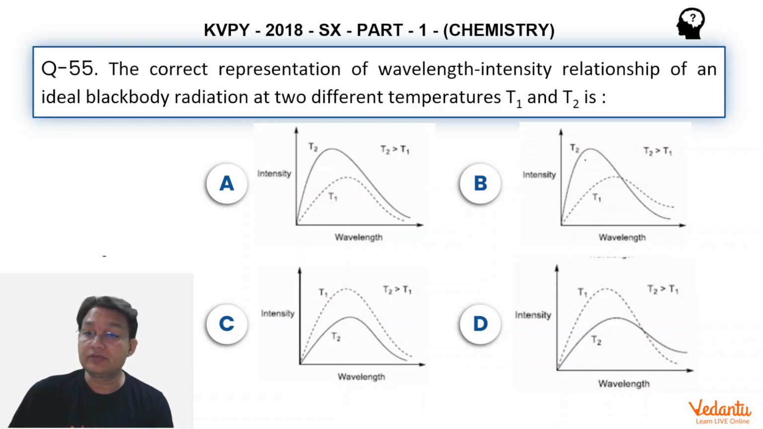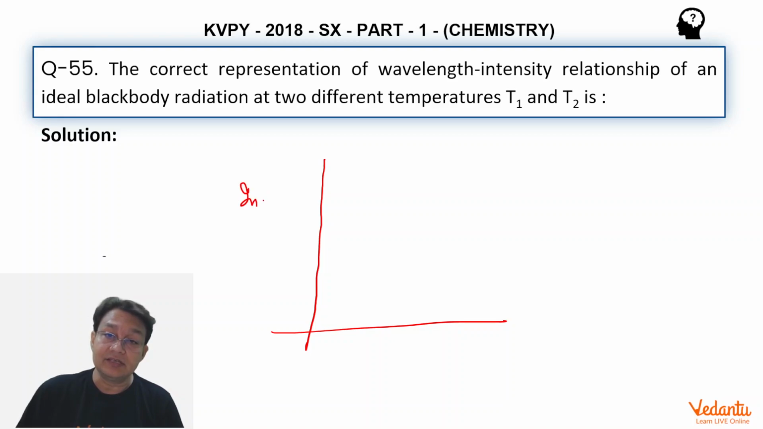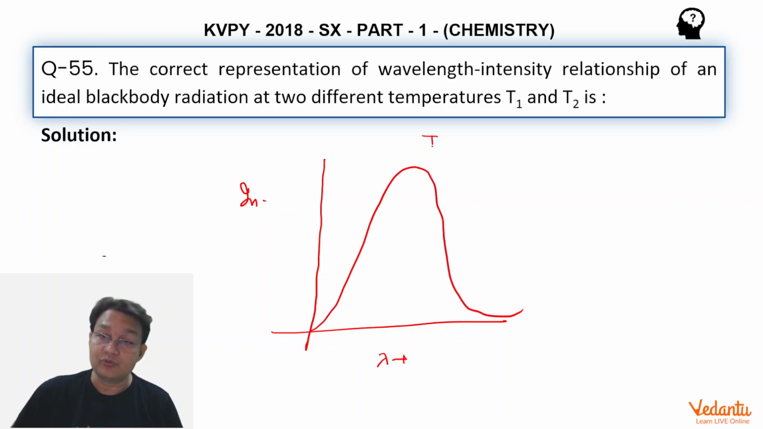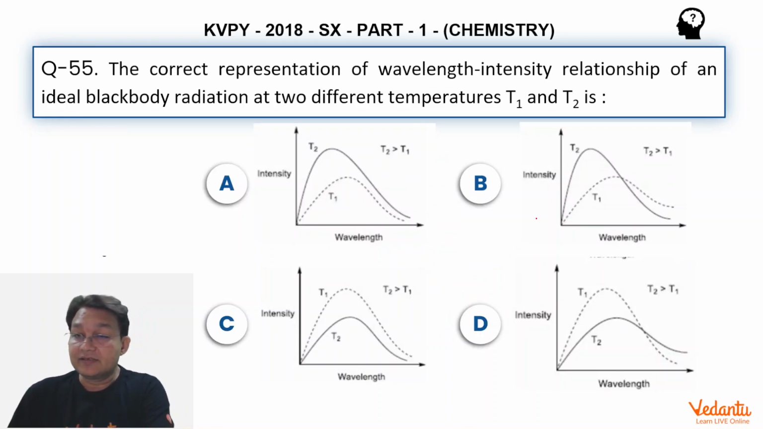I think these two options, B and D, are immediately discarded because we know for the black body radiation, if we plot a graph of intensity versus lambda, if this is at temperature T2, you'll always get the temperature T1 curve completely inside the temperature T2 curve, completely inside if T2 is greater than T1. So in any case, B and D are absolutely wrong.